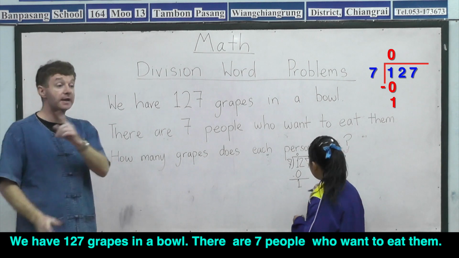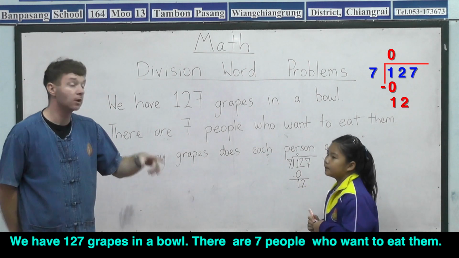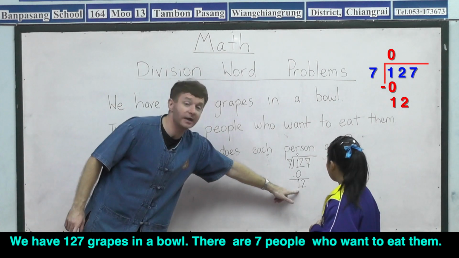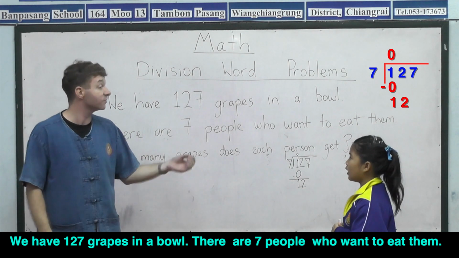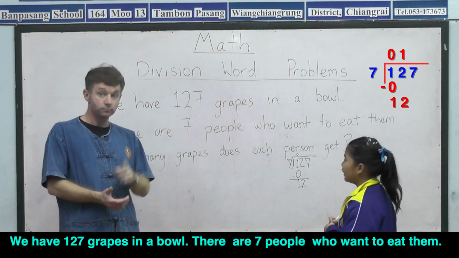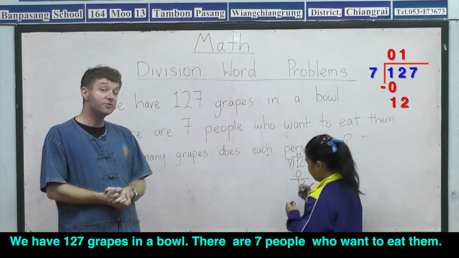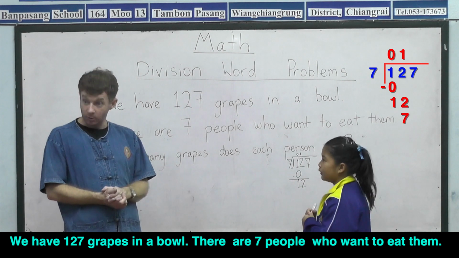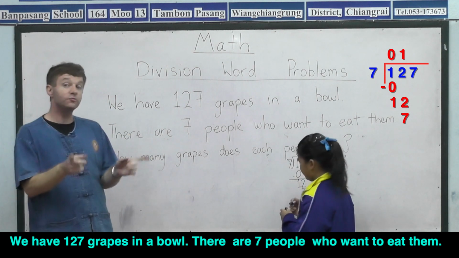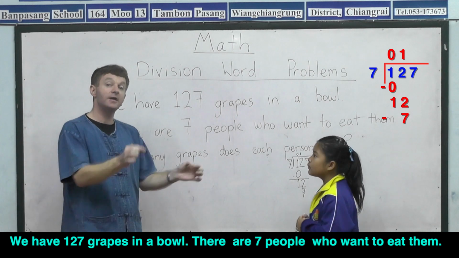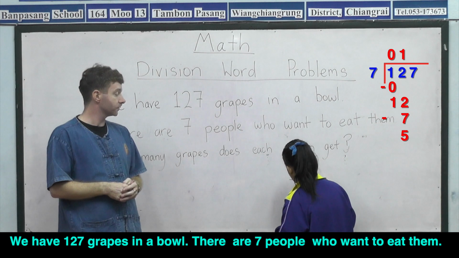Okay, we're now ready to bring down. What number do we bring down? Number 2. Excellent. So now it's not 2, because we have 1 before, it's 12. So 12 divided by 7 equals 1. 7 times 1 equals 7. Excellent, Lakgao. So now subtract 12 minus 7. Perfect, guys. Well done.